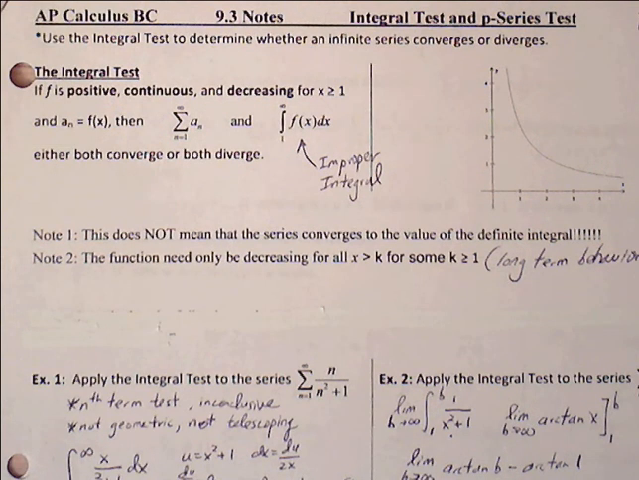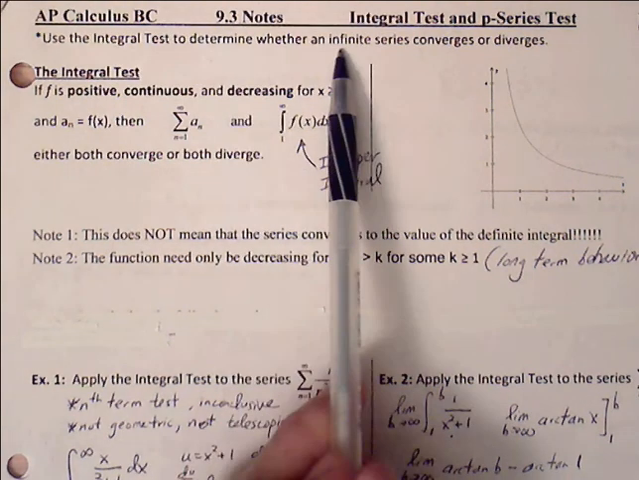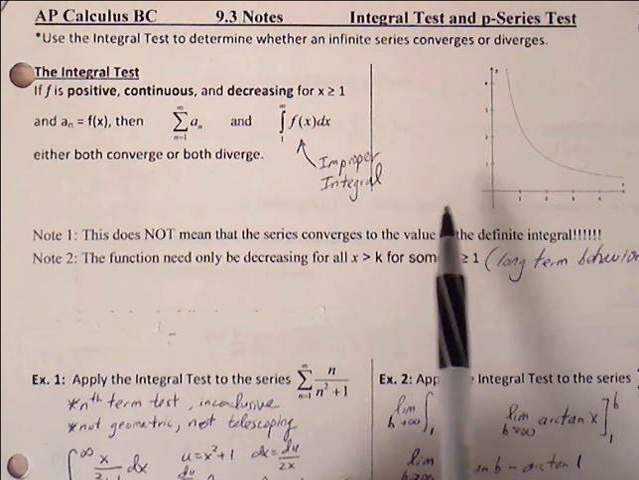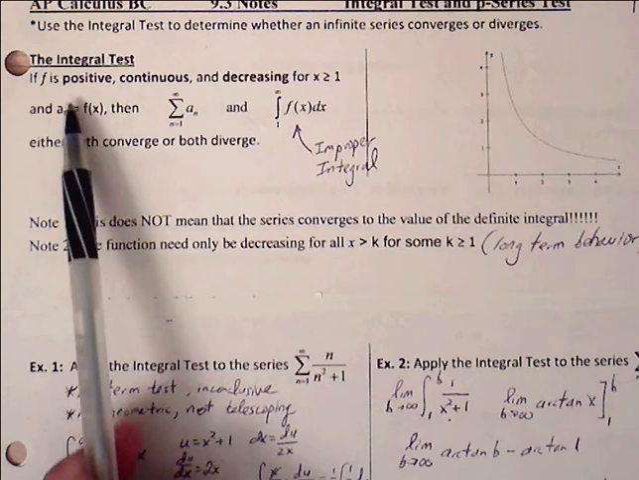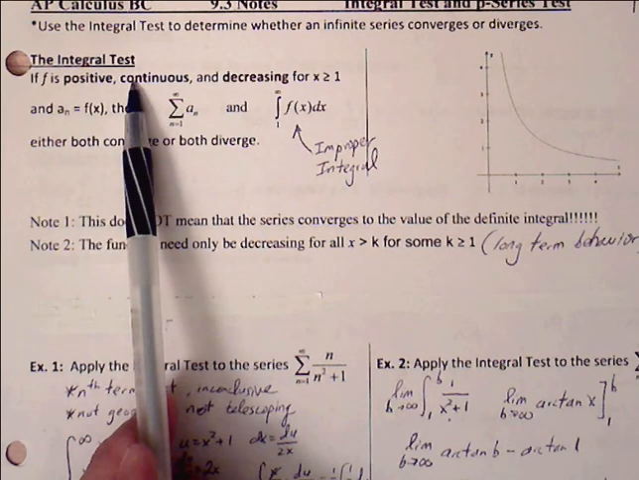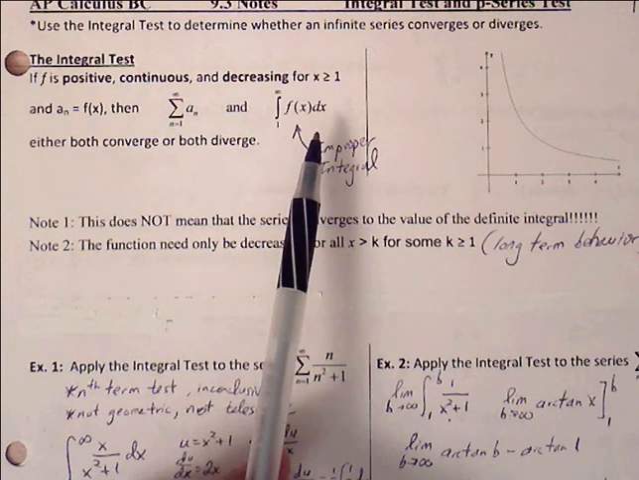Hey, this next section, 9.3, we're going to start off talking about the integral test. So the integral test is the next test that's available to us to help us determine whether an infinite series converges or diverges. There are a couple of restrictions here with the integral test. So first, the function needs to be positive, continuous, and decreasing for x greater than or equal to 1.